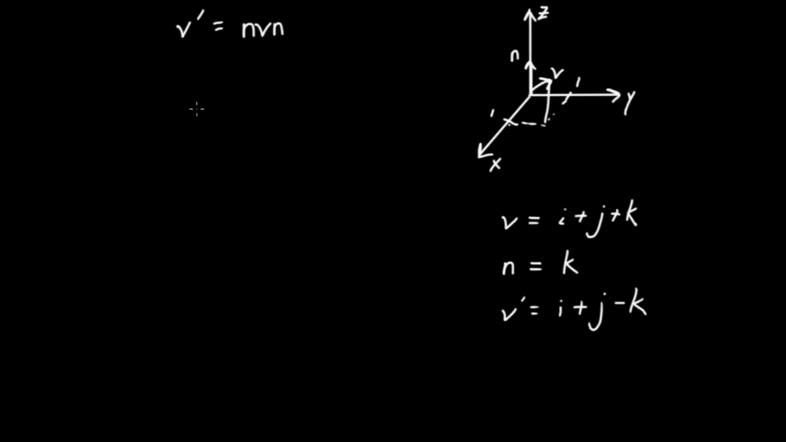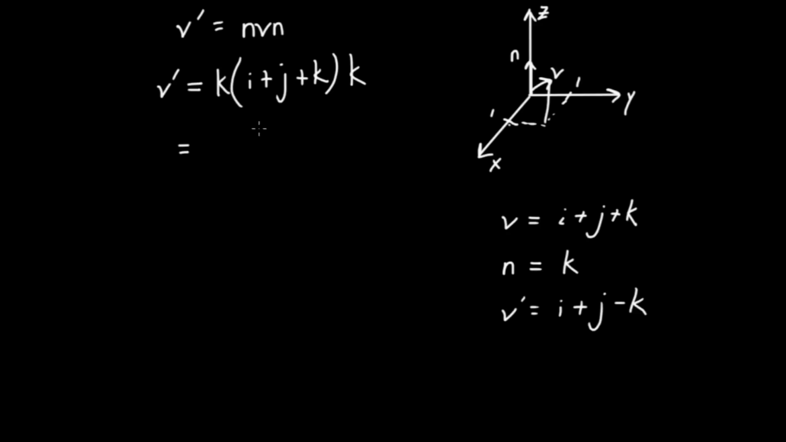So let's try doing this calculation. v prime is equal to nvn, which is k times i plus j plus k, times k. And by the way, this product here is sometimes called the sandwich product because the input vector, the input quaternion I should say, gets sandwiched in between these two n's.